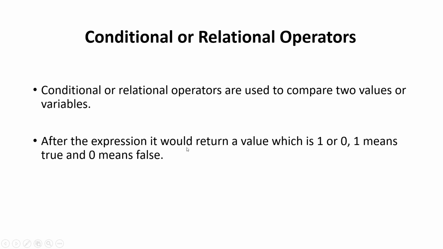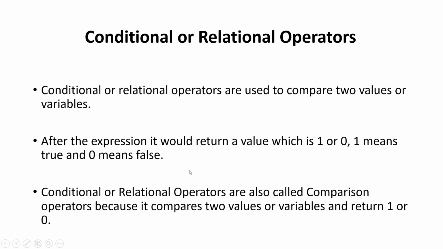After the expression, it returns a value which is 1 or 0. 1 means true and 0 means false. We check two values or variables, and after the operation, the expression will return a value 1 or 0. 1 means true and 0 means false.